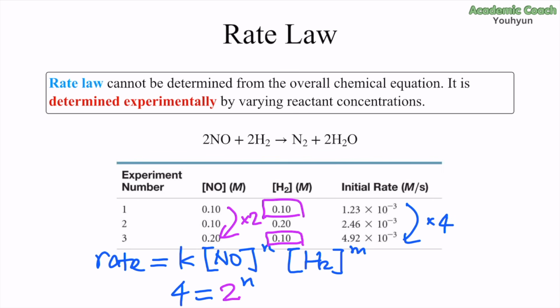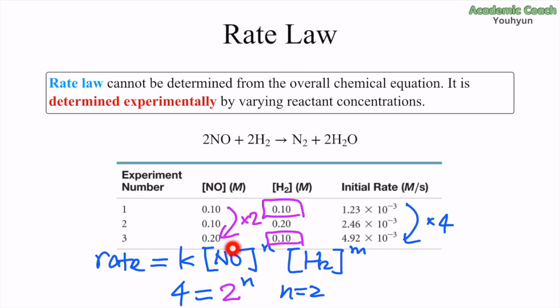Then obviously N is equal to 2. That's how I find the power of concentration of NO. Now let's do the same for concentration of H2. For H2, I want to make sure that concentration of nitrogen monoxide remains the same.